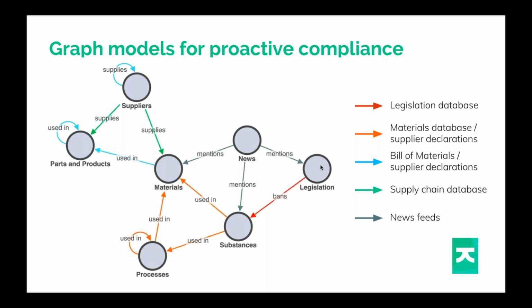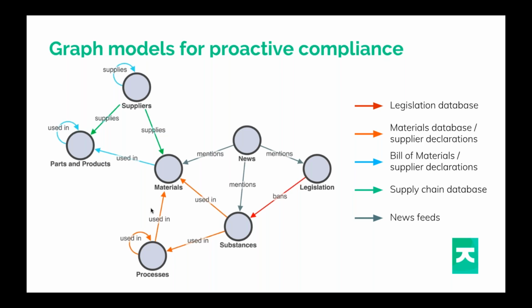The first challenge you've got, though, of course, is to get the data, and this is not an easy thing, as you can well imagine. The color of these arrows shows you where this information probably resides. So the red line here is fairly easy. You might have a database of legislation, or like me, you went to the European Chemical Agency website and downloaded a spreadsheet.